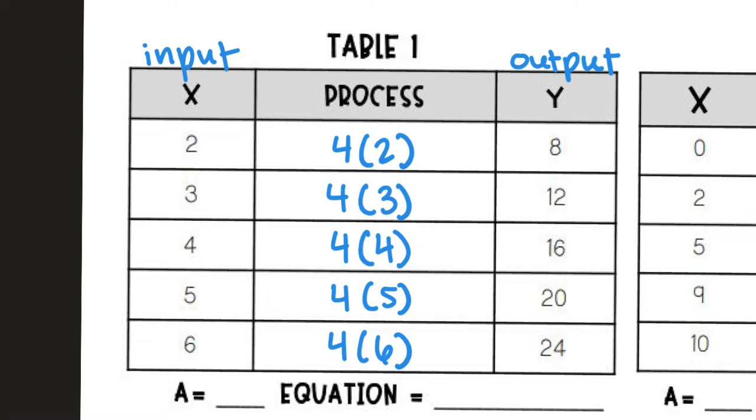So this table is showing us a multiplicative relationship. We need to multiply our x times a number to get our y. And that number, our a, our multiplier, is 4 in this case. So our equation would be y equals 4x, because to get my y, I have to multiply x times 4.